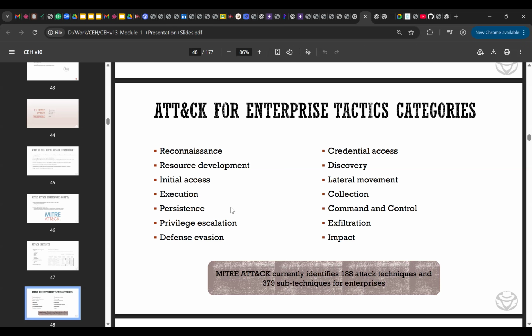Next, we have impact. Once this is done, what is the impact? It could be data exfiltration, where sensitive data has been compromised. Or the attacker makes the service completely unavailable, encrypting all the files so they are not accessible by the end user. That becomes a denial of service attack. That comes under the impact tactics.